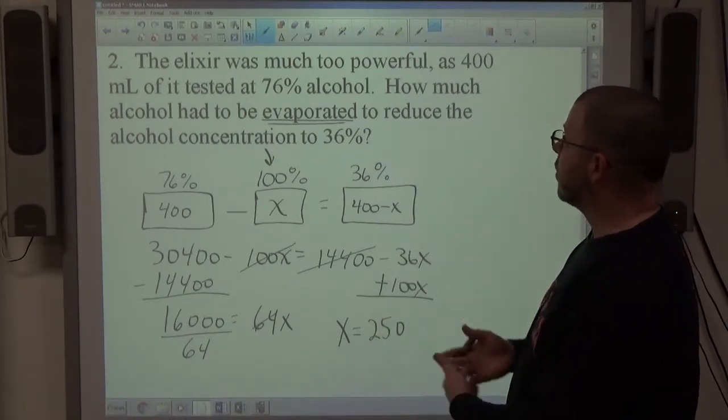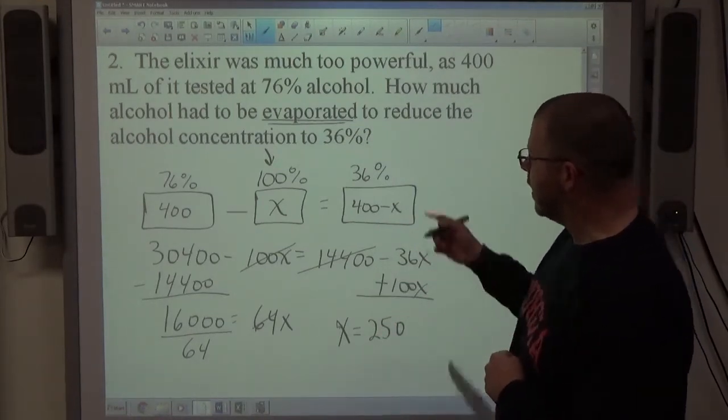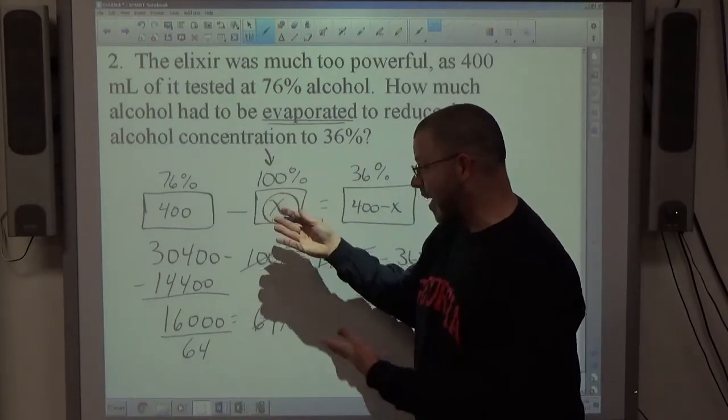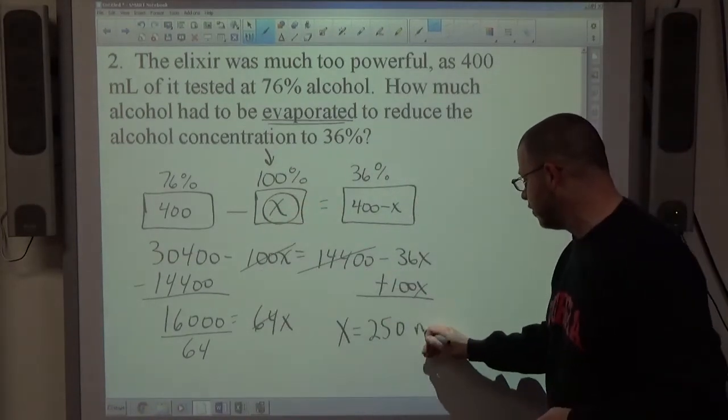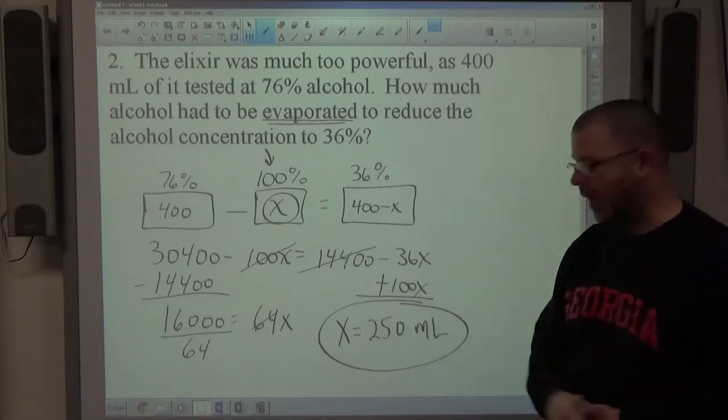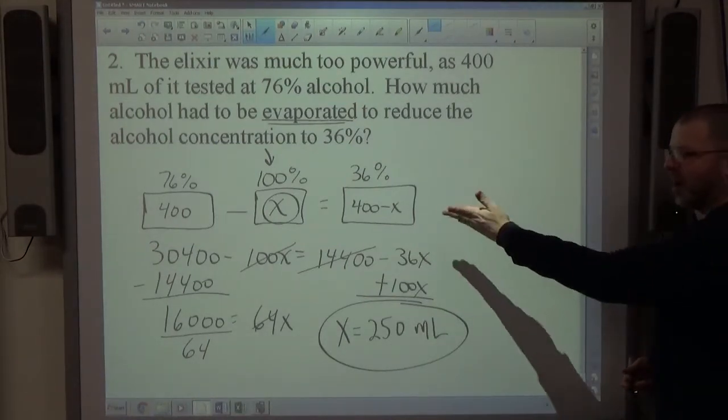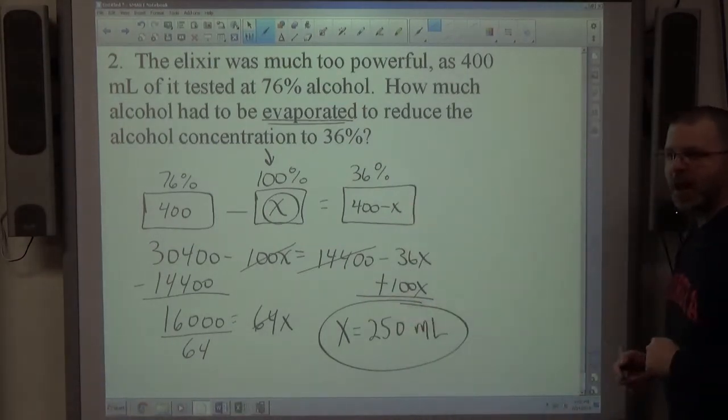And what it's asking for is how much alcohol has to be evaporated. X is what's being evaporated, that alcohol, right? So 250 milliliters is exactly what we're looking for. That's the final answer. It's not asking for how much elixir we end up with. It simply wants to know how much alcohol to evaporate.